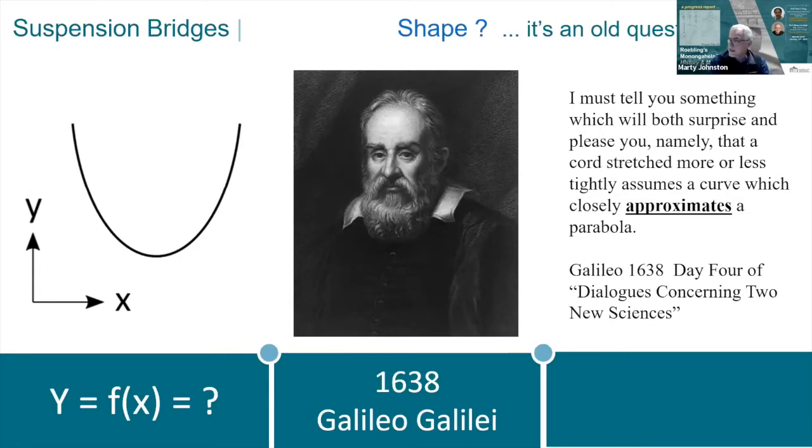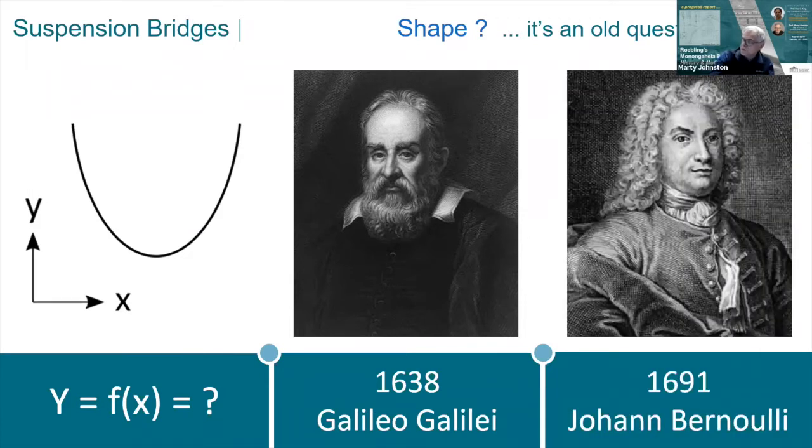It's an old question. Galileo, working during the Inquisition, is writing on day 4 of his Dialogues. He is interested in understanding motion and arguing that the trajectories are parabolic. And he notices that if I stretch a cord, it approximates a parabola. Now, some historians have used that statement to say that Galileo had it wrong, but actually he was likely thinking of the stretched cord as an early analog computer to understand trajectories. It's a few years later that Bernoulli comes along, solves the problem and comes up with the hyperbolic cosine.